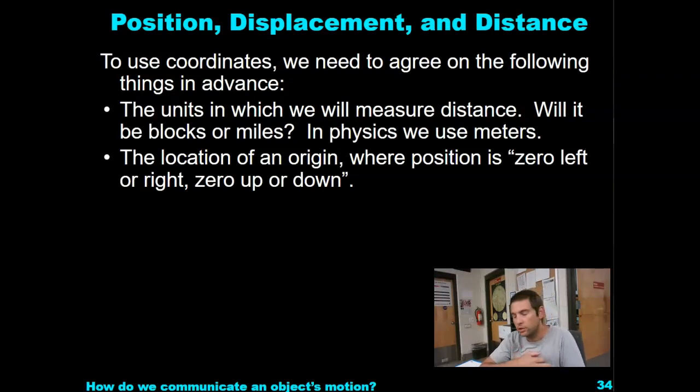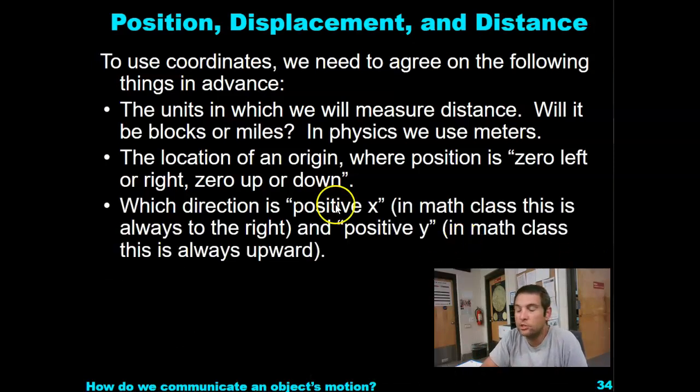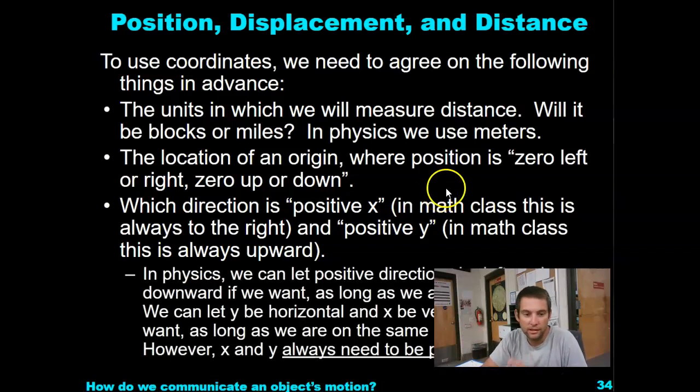The location of an origin. So we have to know where is 0, 0. Where 0 left or right, 0 up or down. We need to know which direction is positive. In math class, you always say to the right is positive, or up is positive, and then down would be negative, left negative. In physics, though, we can actually change all of this. We can completely flip it around, and we can say left is positive, or down is positive, if that suits us for our specific situation.